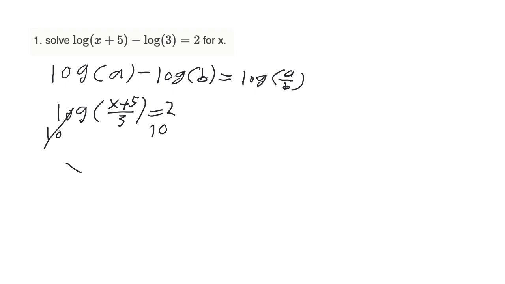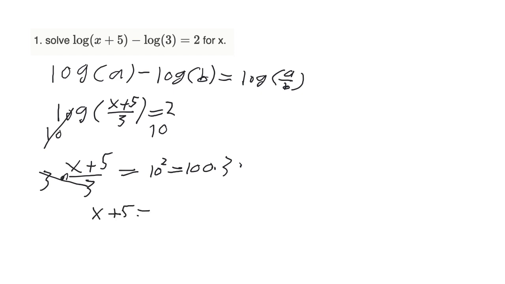So what we end up with is (x plus 5) over 3 equal to 10 squared, which is 100. And from here on out, it's just a matter of simply solving. Multiply both sides by 3. These cancel out. Now we get x plus 5 is equal to 300. And so, subtracting 5 from each side, we finally get our answer, x is equal to 295.